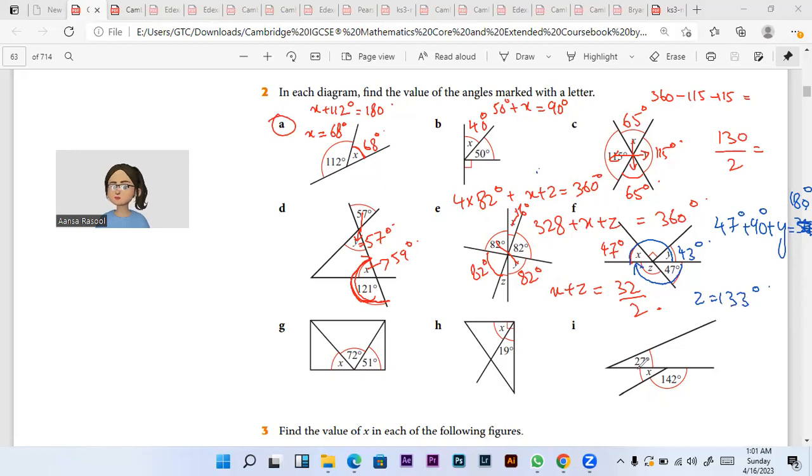Got it? These also add up to give us 180 degrees. So 180 minus 142 will give me 38 degrees. These are angles in a right angle. So angles in a right angle always add up to give me 90 degrees. So it's going to be 71. And these are angles on a straight line. That's an extremely easy question. That will add up to give us 180 degrees. So 180 minus 72 minus 51 will give me 57 degrees. I hope you understand it.